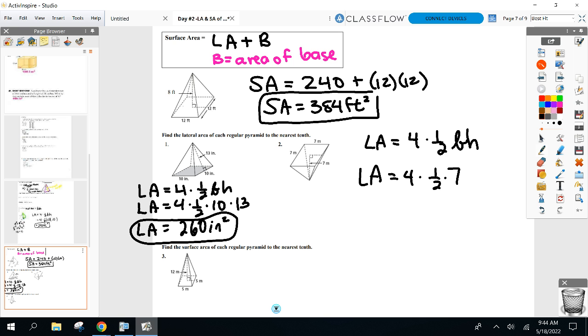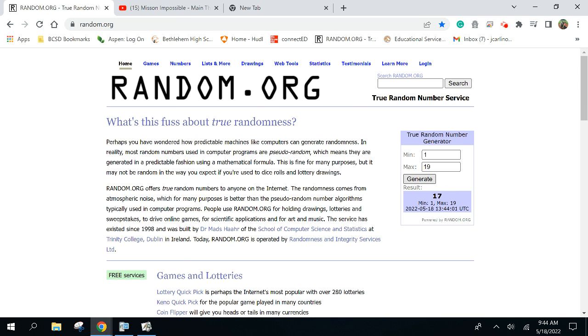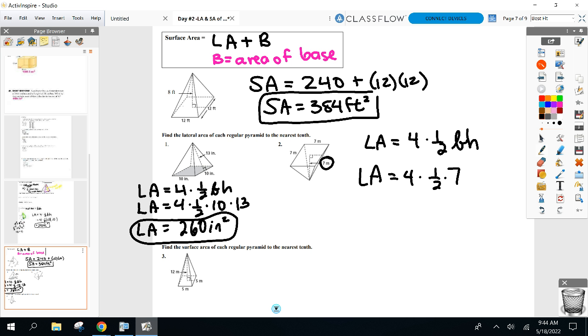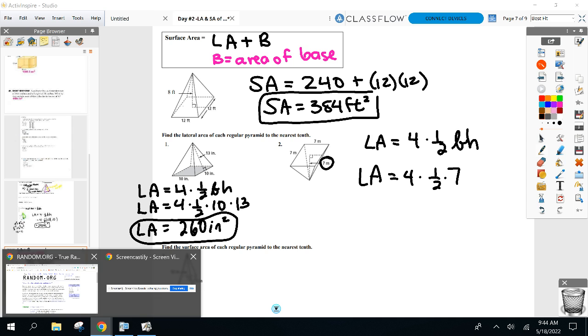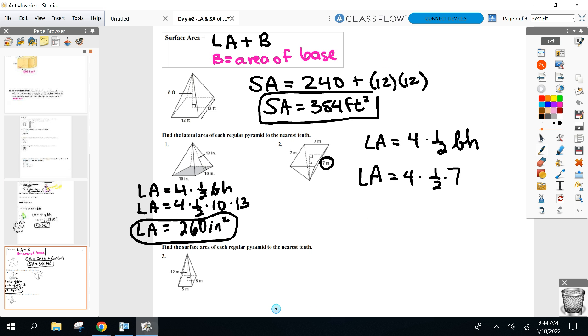Can I use this 7 right here that they're pointing to for the height of one of those triangles? Anybody got 17? Number 17? Nobody? All right, how about 8? That's you, Colin? I'm sorry, I thought it was somebody else. Can I use that 7 there as the height of the triangular face?